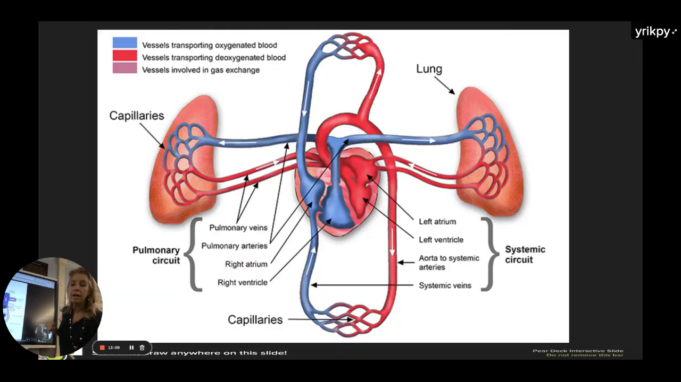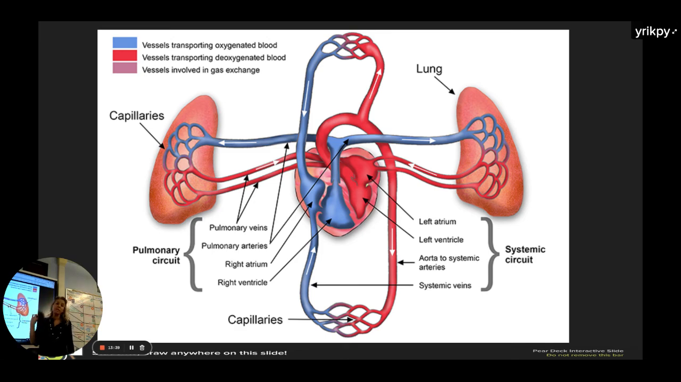Okay, this next slide was an overview of what we have discussed, both the systemic and pulmonary circuits. And so I wanted you to see here that when you have the blood here in your right atrium, down into your right ventricle, goes up and out to your lungs, gets oxygenated, comes back to your left atrium, left ventricle, up and out your aorta, to your systemic circuit, and then comes back via your vena cava. So I just wanted you to have another picture of that. Are you good with that?